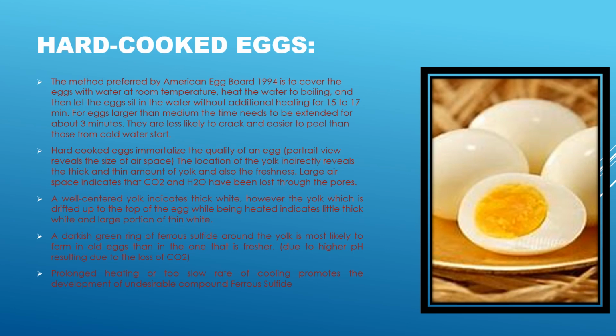Prolonged heating or too slow a rate of cooling promotes the development of the undesirable compound ferrous sulfide. By using fresh eggs, cooking them completely until the yolk is set, and cooling rapidly, the formation of ferrous sulfide can be avoided completely. So a standard hard-cooked egg should not have that greenish ring around the yolk. Hard-cooked eggs with whites with a pH of 8.8 are easier to peel than less basic eggs.